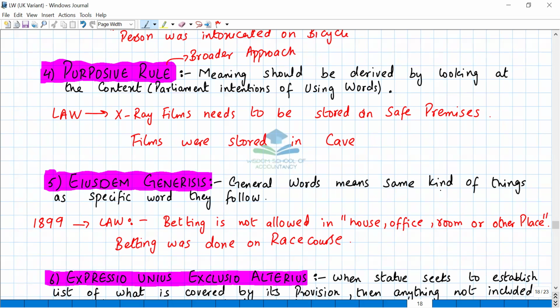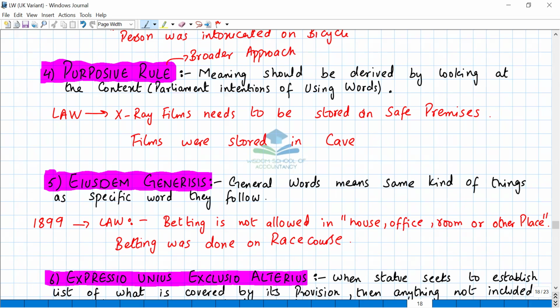So the purposive rule kind of matches the mischief rule, but it is a broader approach. In the purposive rule, we give the meaning to the law by looking at what the context was, what Parliament was trying to achieve by using those words. Okay, this is the purposive rule.